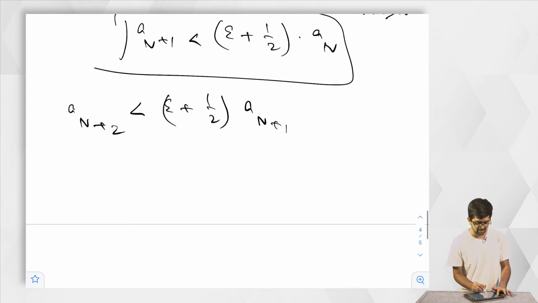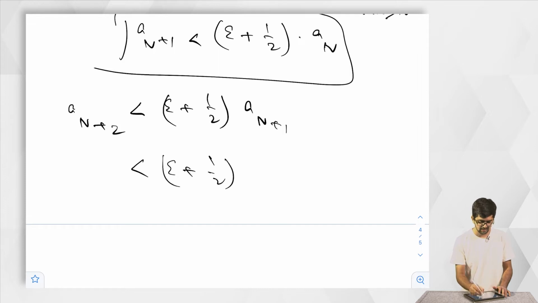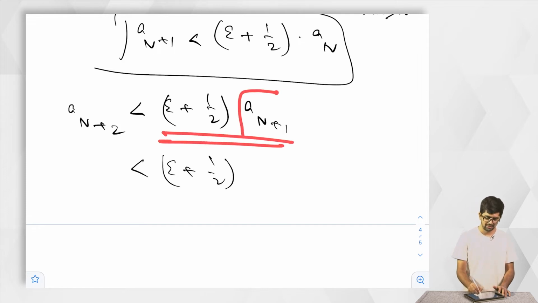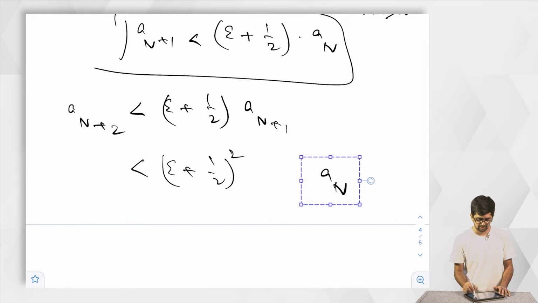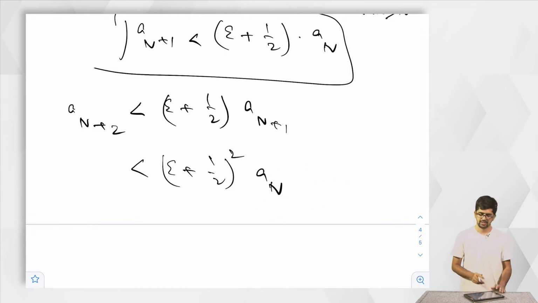So again we will write down the same thing, epsilon plus 1/2. This is coming from this thing. Now for this thing also there is one epsilon plus 1/2. Let us write down that also, (epsilon plus 1/2) times a_n. So I do not write 2 times, I will just write square, and I am just pulling it here. Now in general I think you can guess what is happening here.